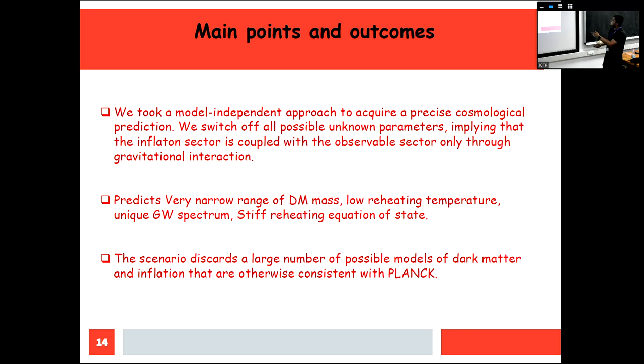The main points are that it's a model independent approach, and we get a precise cosmological prediction. Here we switch off all the unknown parameters, all the couplings between the inflaton sector and the other sectors, and only consider the gravitational interaction. This gravitational reheating predicts a very narrow range of dark matter mass, a low reheating temperature, and a gravitational wave spectrum which indicates a stiff reheating equation of state. And this scenario basically discards a large number of inflation models also.